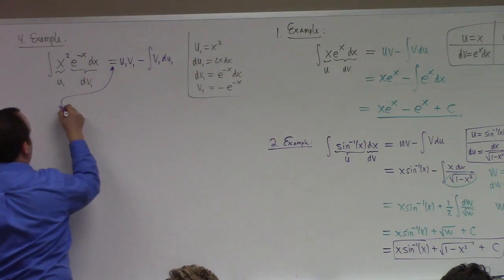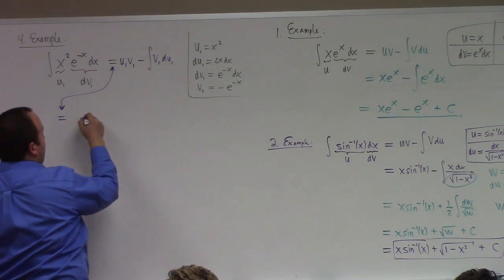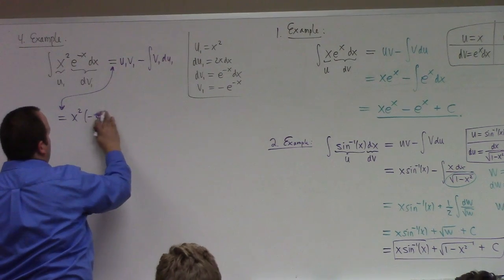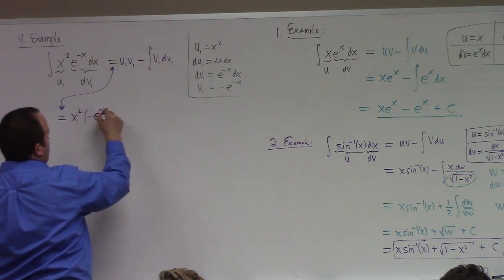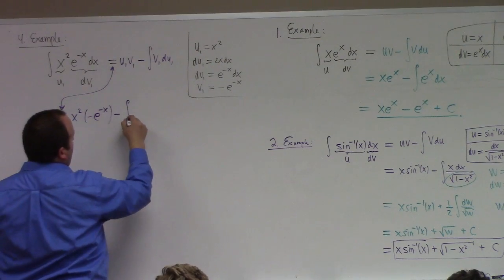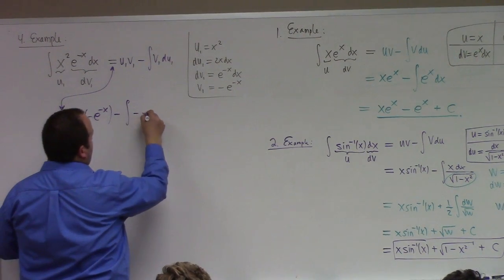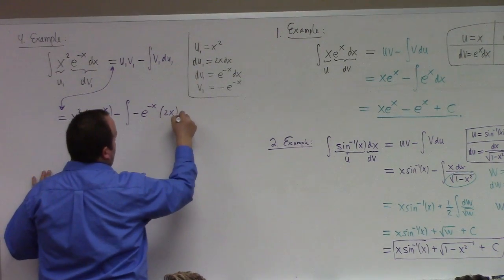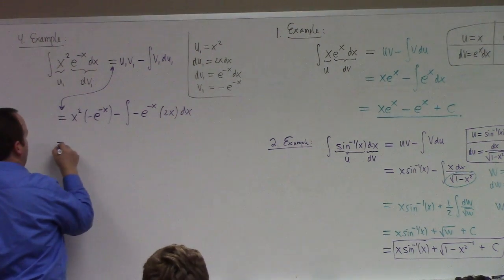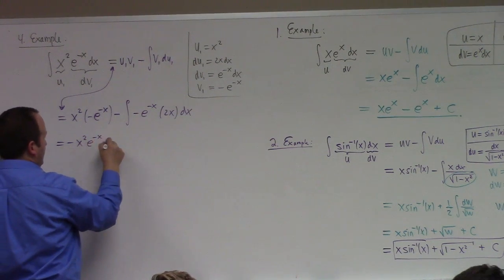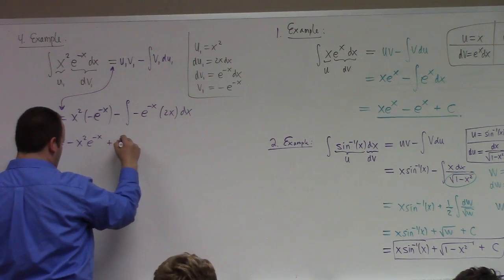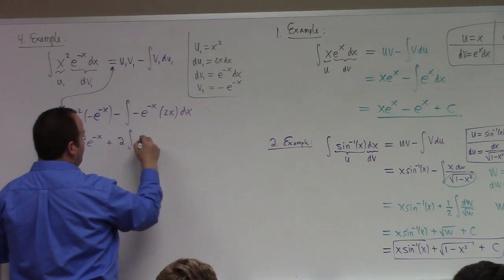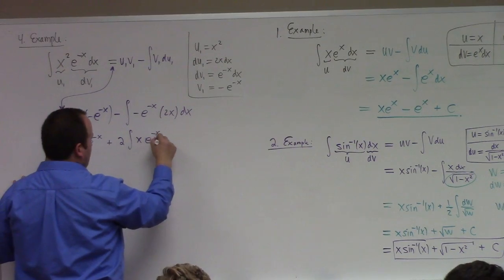Let me move the equals over here. So what's that? That's x squared times minus e to the minus x, minus the integral of what? Minus e to the minus x. du1 was what? 2x dx. Let's clean this up. This is minus x squared e to the minus x plus 2 times the integral of x e to the minus x dx.